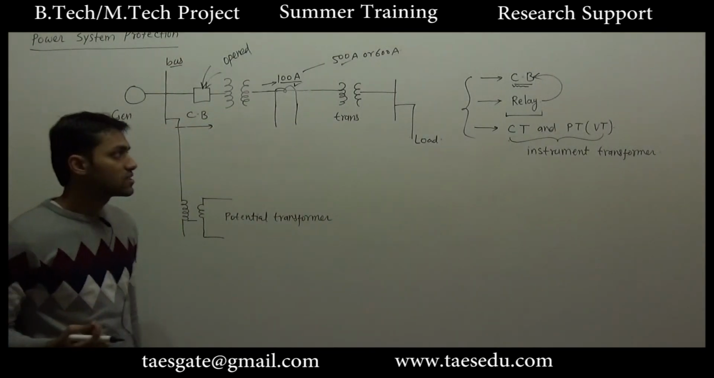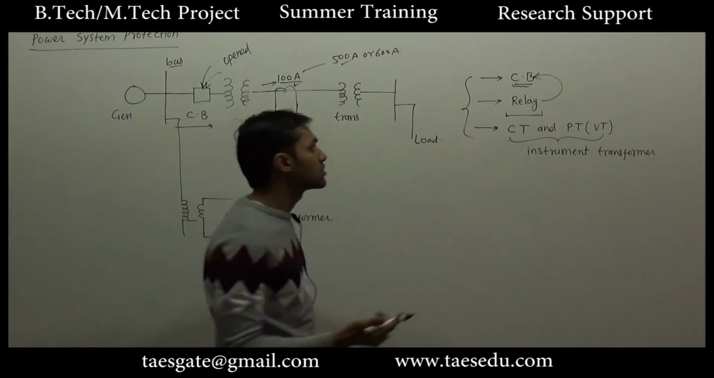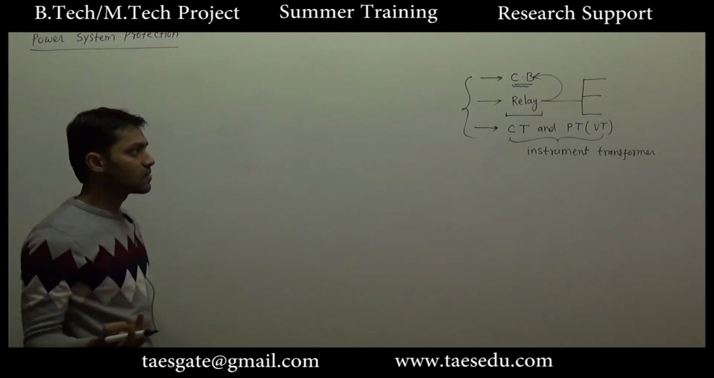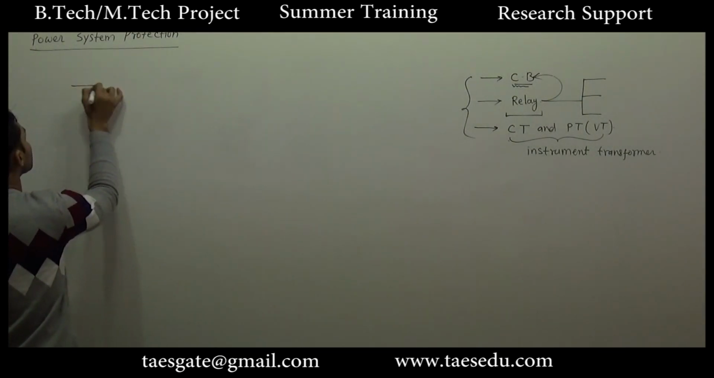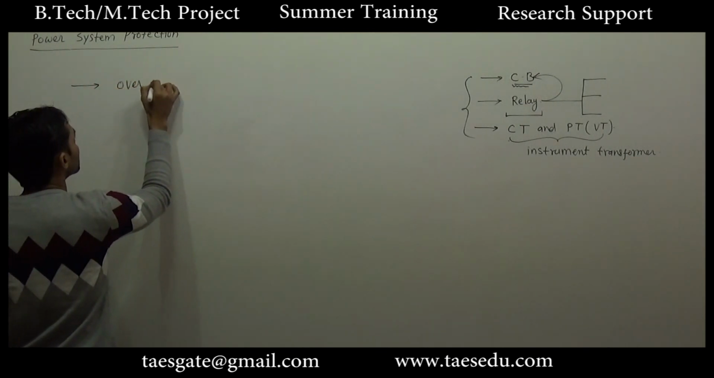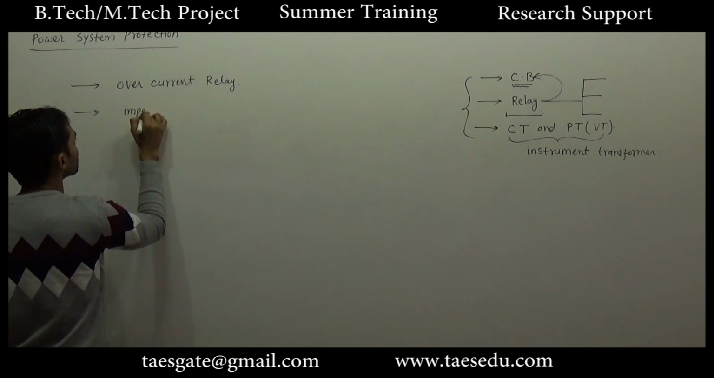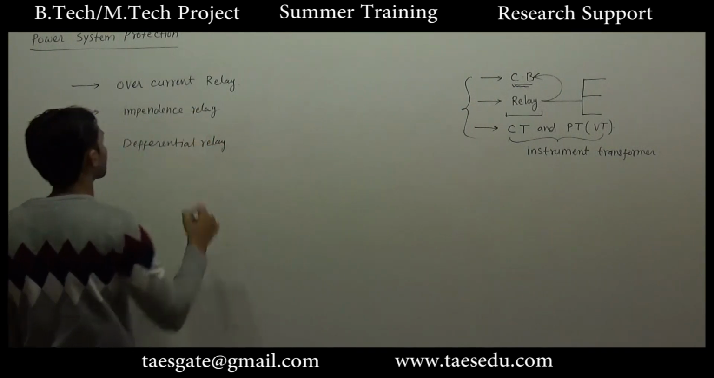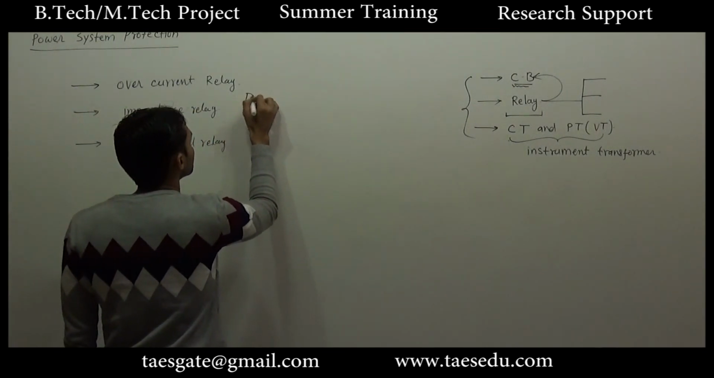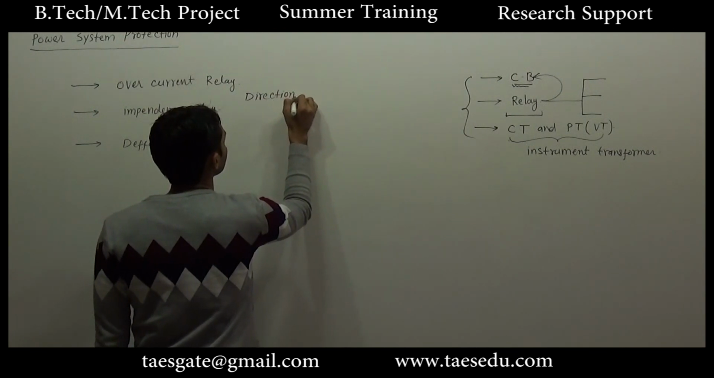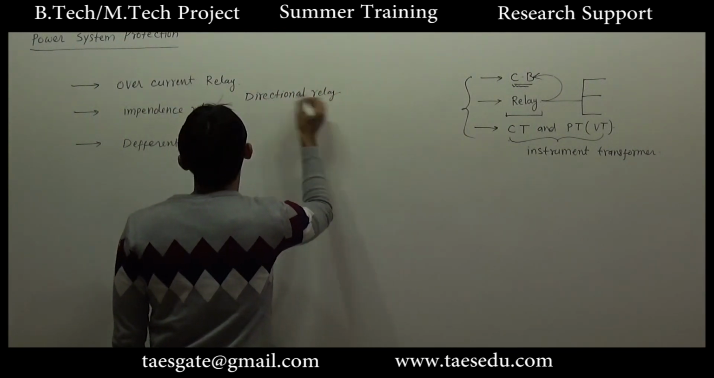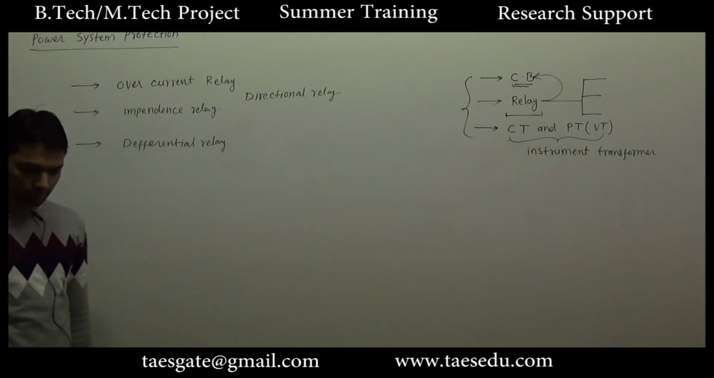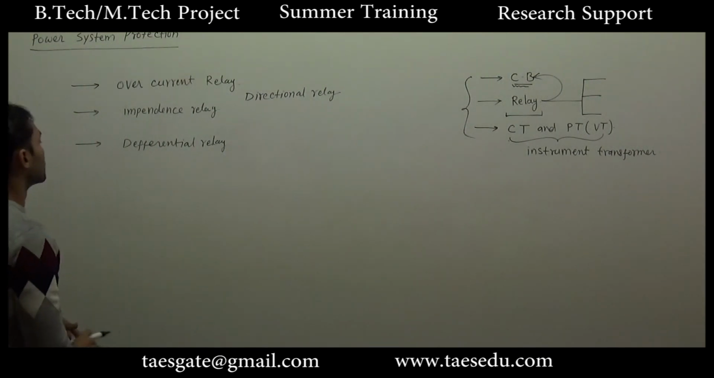If we talk about the questions that come in the examination, those are mostly based on relays. Basically we have to study three types of relay that are in the syllabus of GATE: overcurrent relay, impedance relay, and differential relay. Apart from these three, we will study directional relay immediately after overcurrent relay. So let us begin with overcurrent relay.